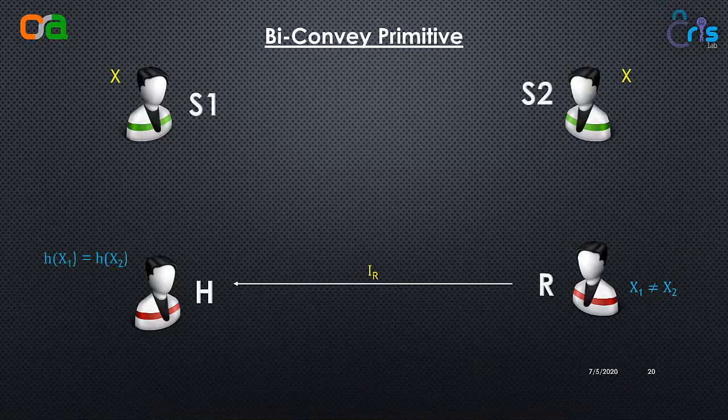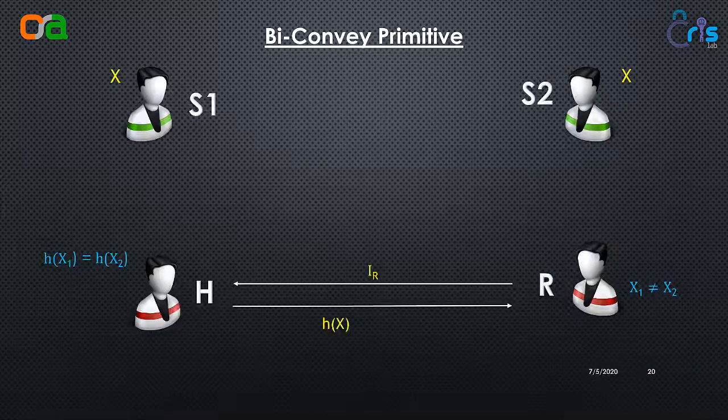And similarly, simultaneously, the helper checks if the commitments received from S1 and S2 match. If they match, then he'll send the common commitment to receiver R. Receiver R will then check which one of the 2 copies matches with the commitment.